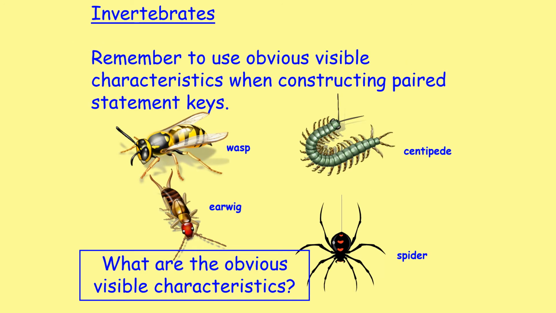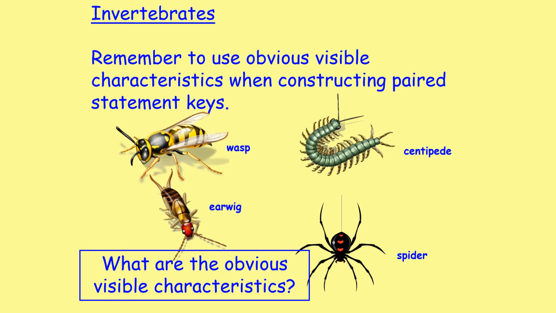So we can have another little go with something a little bit more difficult, which is invertebrates. Invertebrates are organisms that don't have a backbone. And remember to use obvious visible characteristics. So again, here it could be the number of legs, the number of antennae, whether it's got a tail or not, whether it's got wings. Again, it's not advisable to say things like, does it build a web, or what sound it makes, because those things might not be happening at the time that you sample.